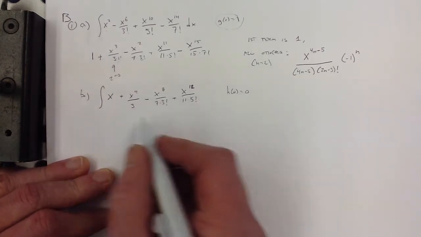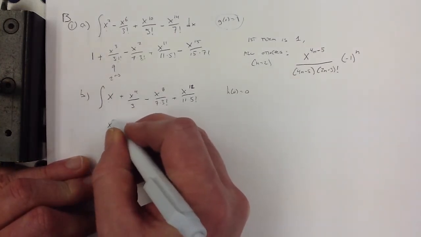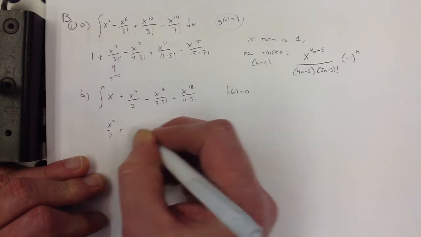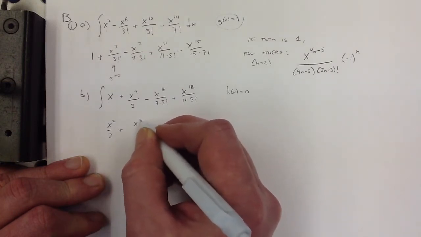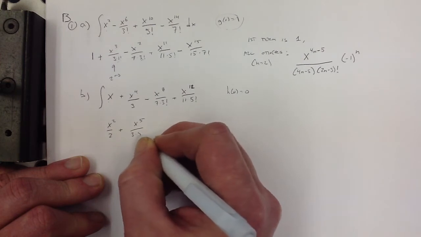So what's the antiderivative of this? The antiderivative of x is x squared over 2 plus x to the 5th over 3 times 5.